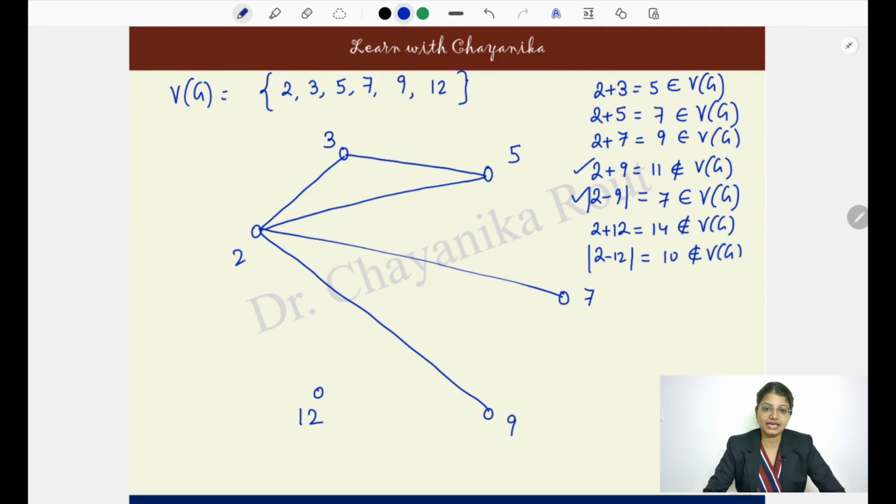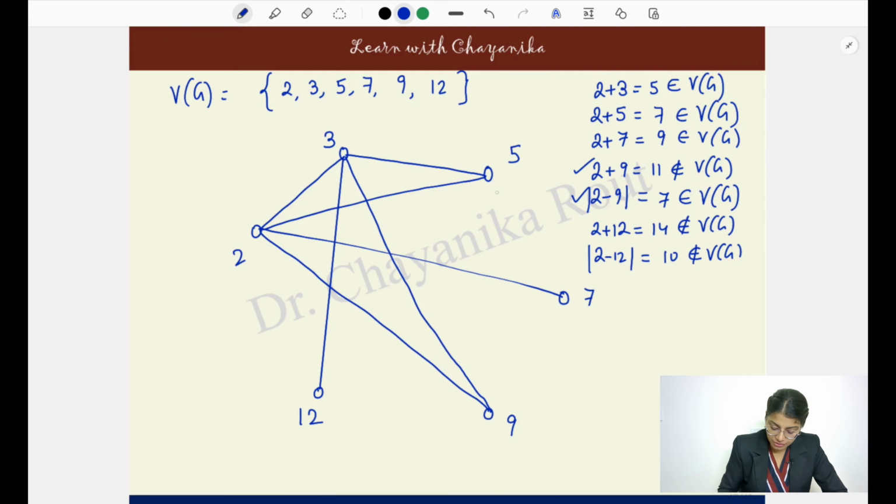Between 3 and 9, their sum is 12. 12 is an element of VG, so we join 3 and 9. 3 and 12, their sum is 15, not an element of VG, but their positive difference is 9, that is an element of VG, so we draw an edge between 3 and 12. Next, we move our focus to 5. So we do the same thing and we check for 5, 7, positive difference is 2, that is an element, so we draw an edge.